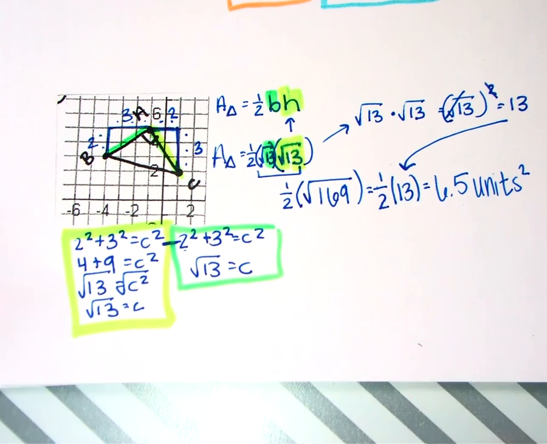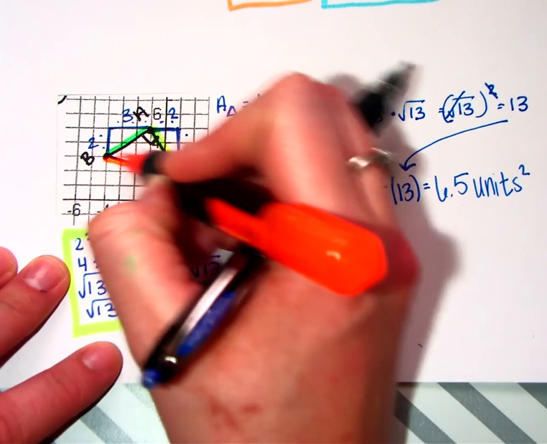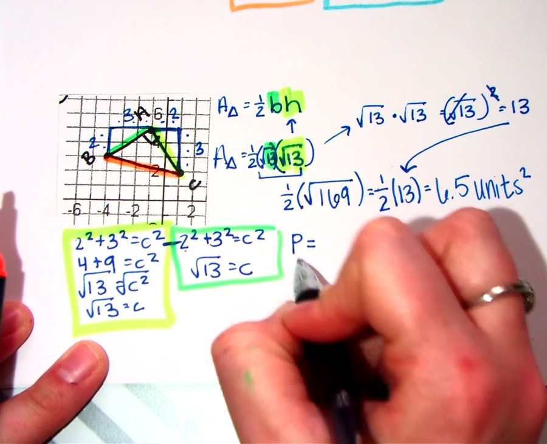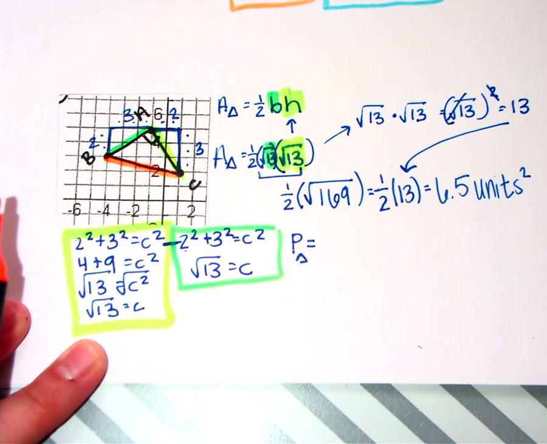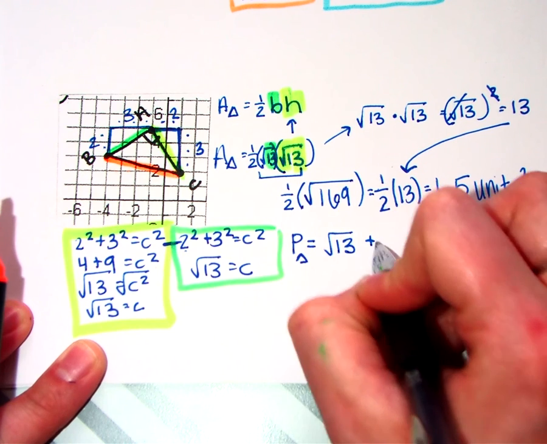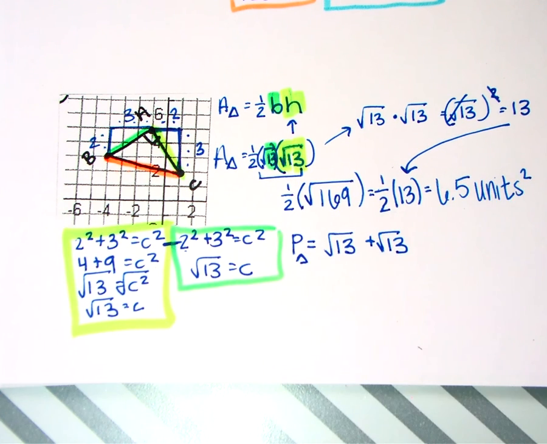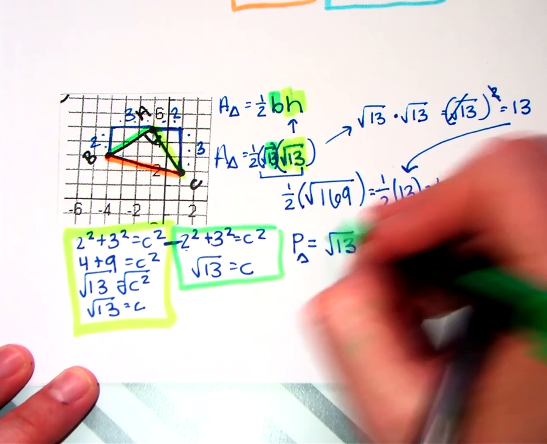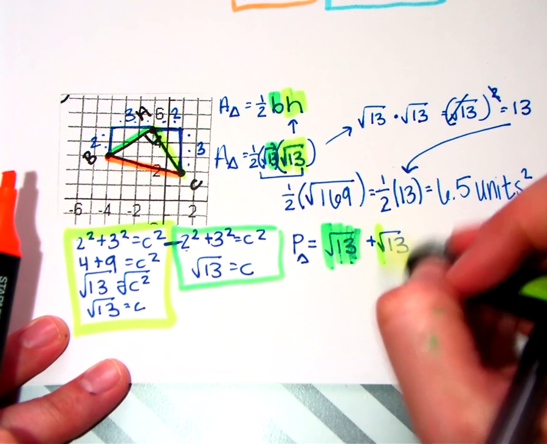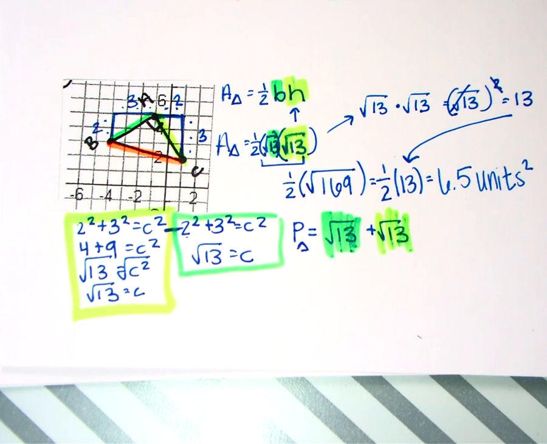So for perimeter, we need to find the length of BC. So I'm going to do another Pythagorean theorem. Before we start, though, I know that my base and height are parts of my triangle, so I'm going to have the square root of 13 plus the square root of 13 already part of my perimeter. One of the square root of 13s was my base. One of the square root of 13s was height. From here, I'm going to calculate.